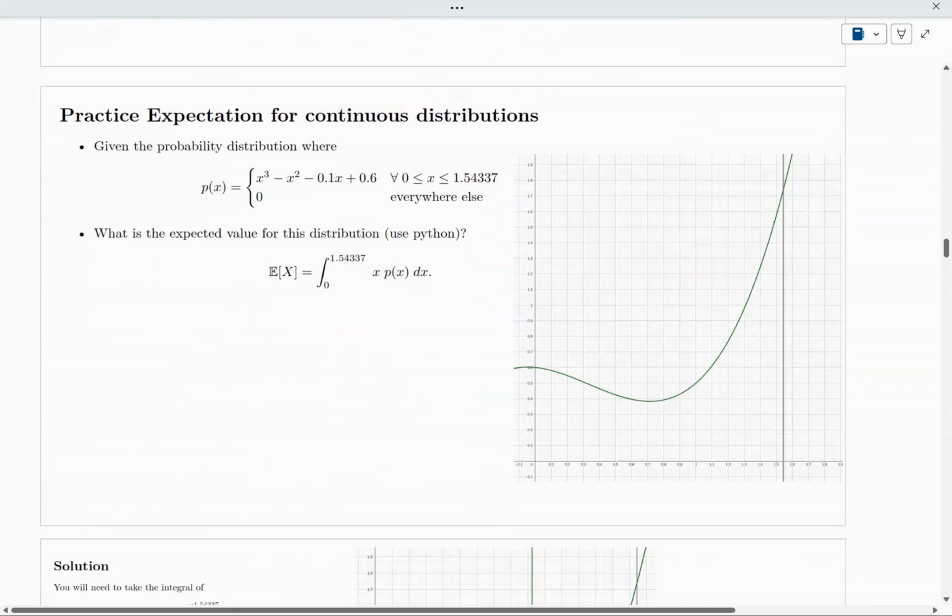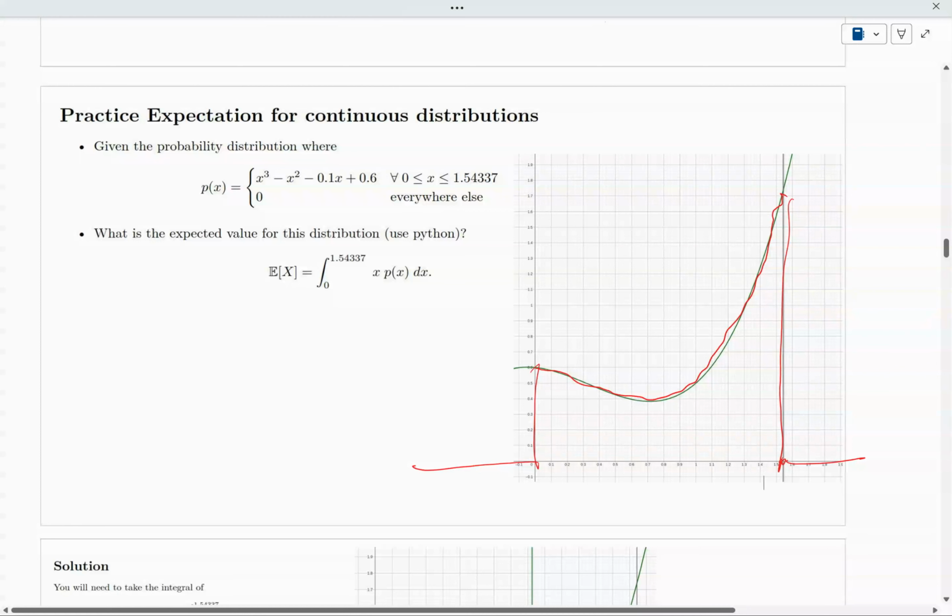All right, so here's your next one. Given the probability distribution, it goes from 0 to 1.5, which is here. So the distribution looks like this. So this is the distribution, and everywhere else is 0. Okay, so it goes like this. So that's the probability distribution.